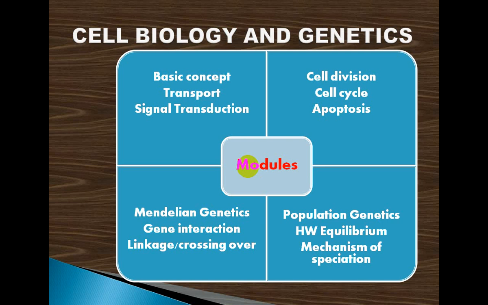Coming to the second module, here you will have a detailed idea regarding cell division and the cell cycle, how a cell prepares itself for division, that is the interphase. The next chapter in this module is apoptosis, or programmed cell death, how a cell commits suicide and what the mechanisms are. And also you will find how cancer occurs when there is a failure of the apoptosis machinery.